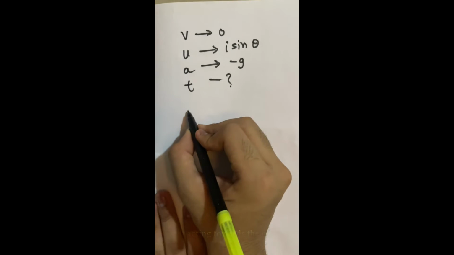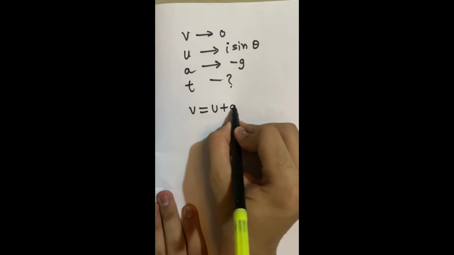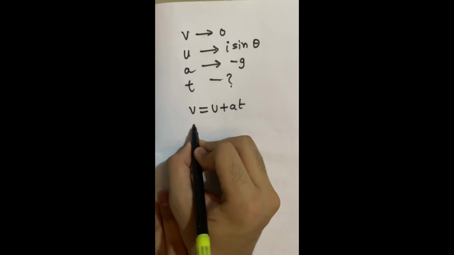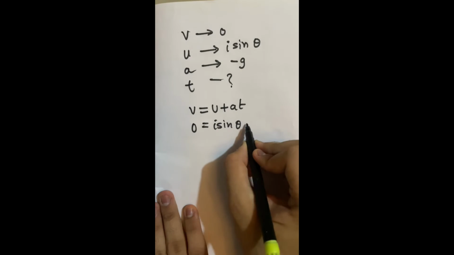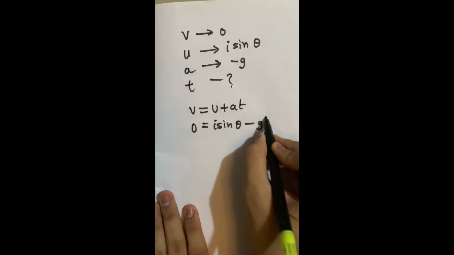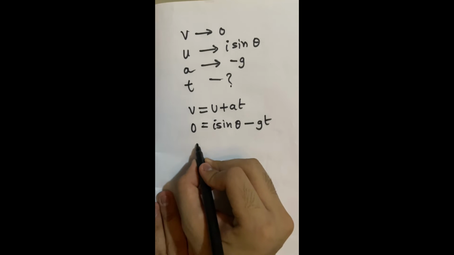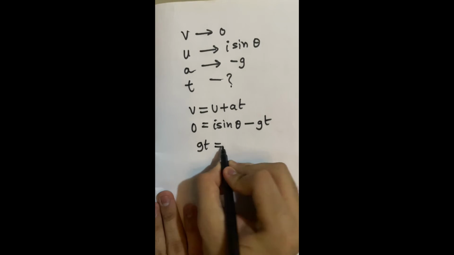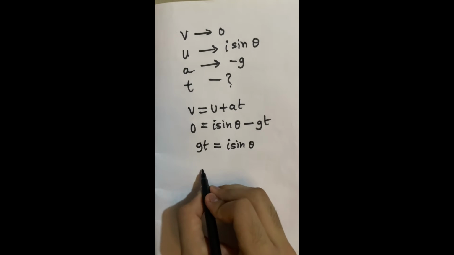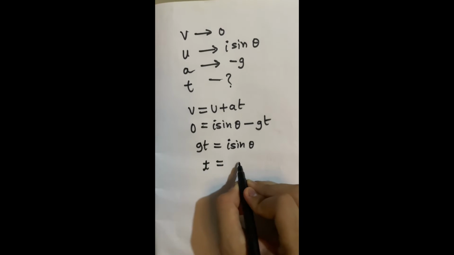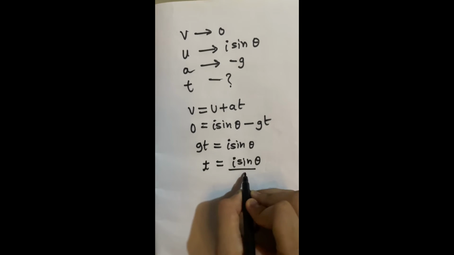Right? So V is equal to U plus AT. So 0 is equal to I sine theta minus GT. Once again, I am taking the minus sign out here. Right? So GT is equal to I sine theta. Therefore, T will be equal to I sine theta upon g.